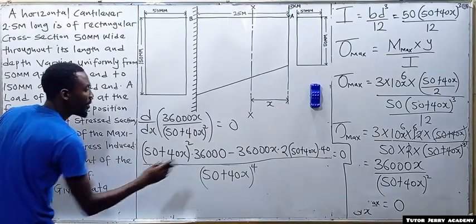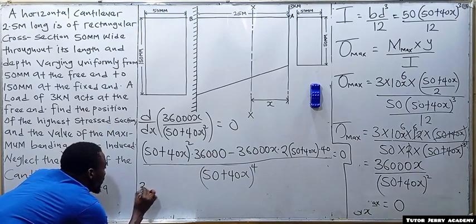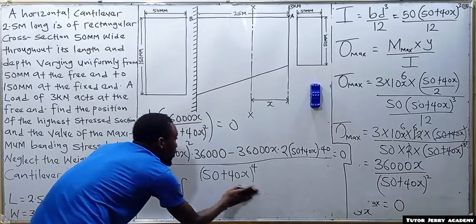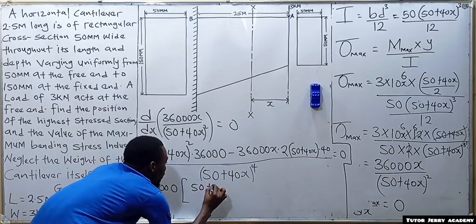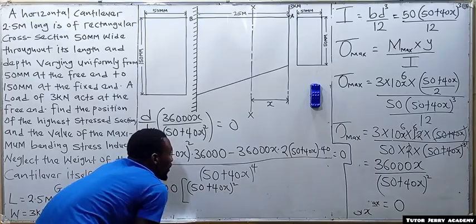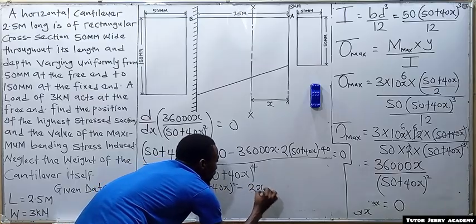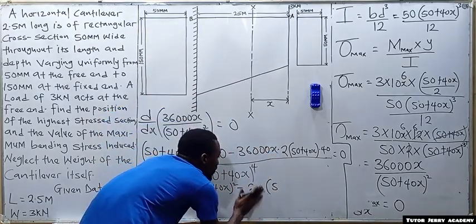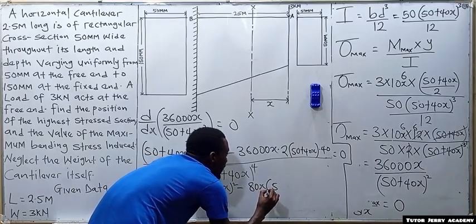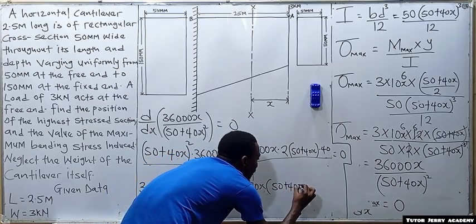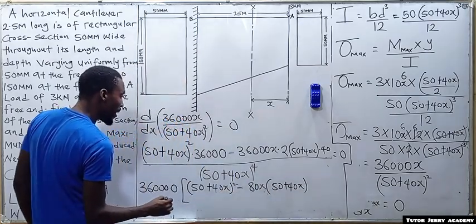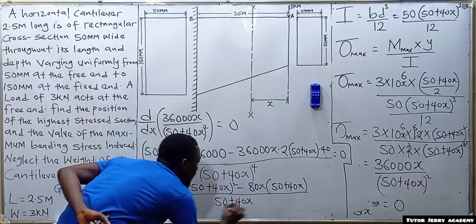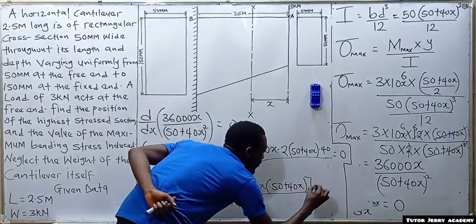If we factor out 36,000, we are going to have 36,000 into (50 + 40s) all squared minus 2s into 50, or you can just say 2 multiplied by s multiplied by 40, that is 80s, then (50 + 40s), then divided by (50 + 40s), all to the power of 4. So everything will be equal to 0.